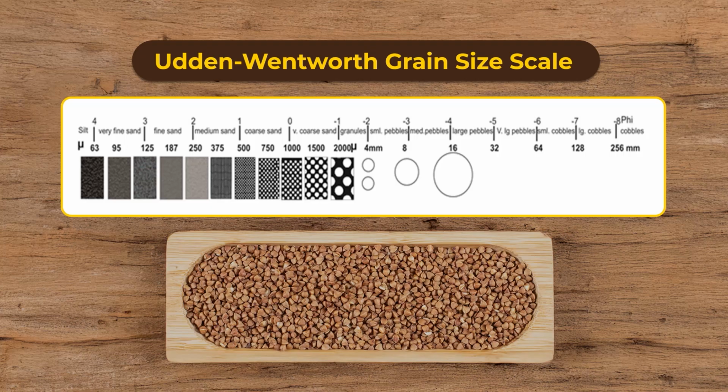On the other hand, the phi scale is defined in microns: 63 microns, 95 microns, 125, 187, 250, 375, etc. About 200 microns and like that. So you have two types of scales which have been shown here as a comparative chart.